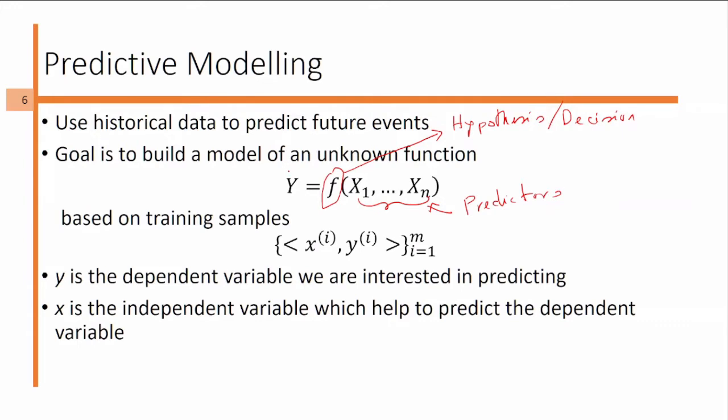And these are my predictors, also called independent variables. Those who work in this area will know these are known as independent variables, and this is the dependent variable. This is what I'm trying to predict. This is my dependent variable.